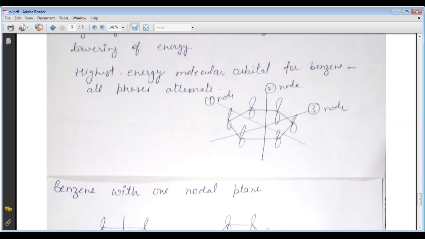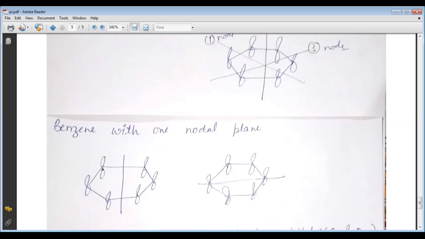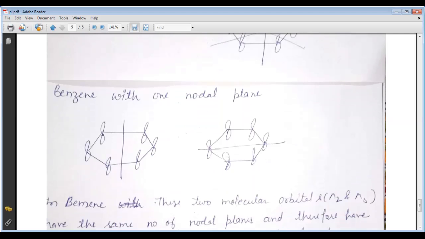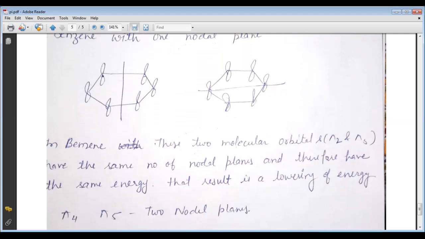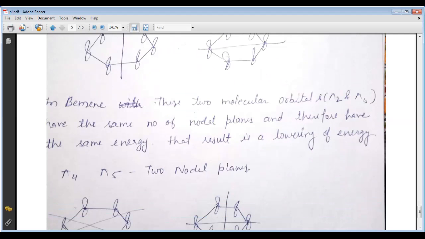You can see now benzene with one node phase. So the 2 phases are present which have one node here. Okay. So, एक node इधर, एक node इधर. So these are the 2 phases. It means the pi 2 and the pi 3. These are the 2 phases which have only one nodal plane. So in benzene, these 2 molecular orbitals, pi 2 and pi 3, have the same number of nodal planes, and therefore have the same energy. So thus result in our lowering the energy here.